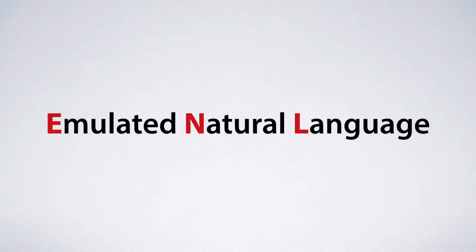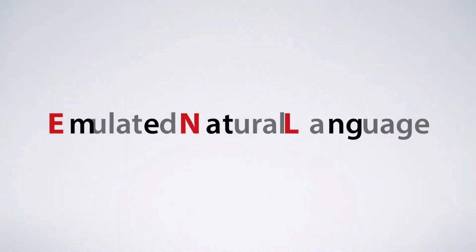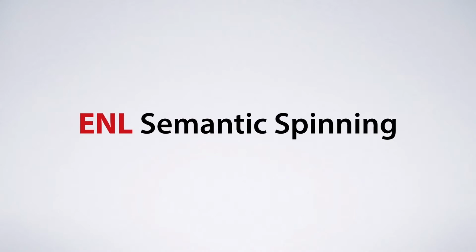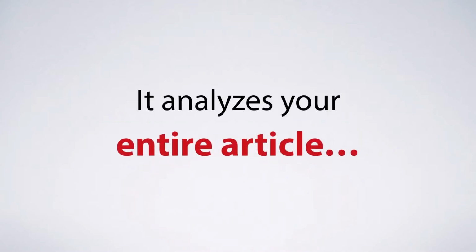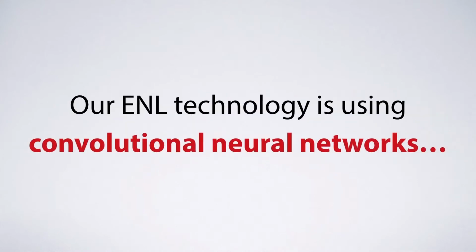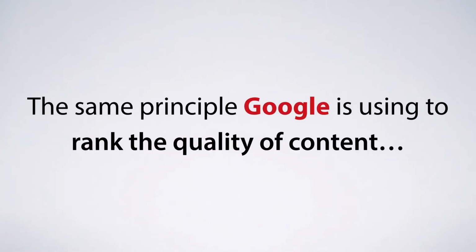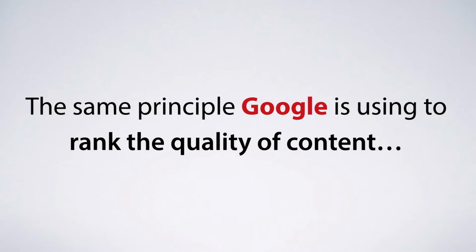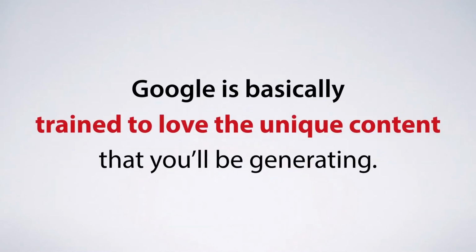The difference between Spin Rewriter and most other spinners is that we don't just use a simple table of words. Spin Rewriter uses emulated natural language for its ENL Semantic Spinning technology. It analyzes your entire article to truly understand what you're trying to say. Our ENL technology is using something called convolutional neural networks, which is the same principle Google is using to rank the quality of content on the web. This means Google is basically trained to love the unique content you'll be generating.